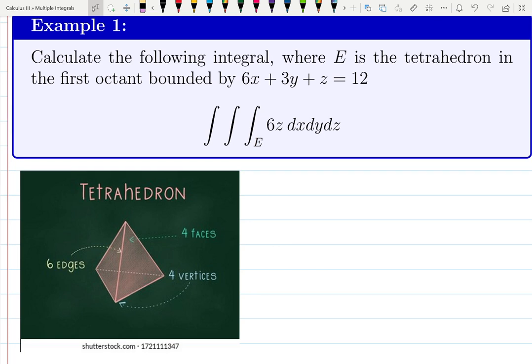Calculate the following integrals where E is a tetrahedron, here's the picture below, in the first octant bounded by 6x plus 3y plus z equals 12.